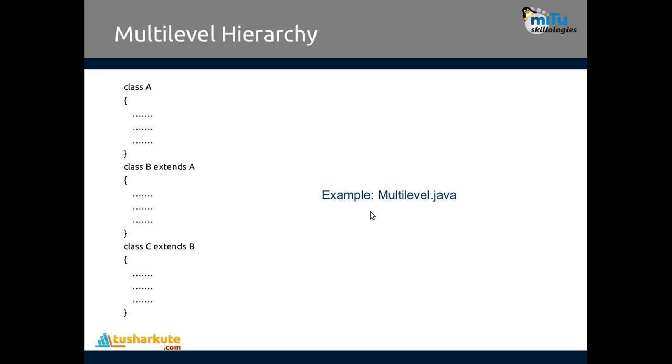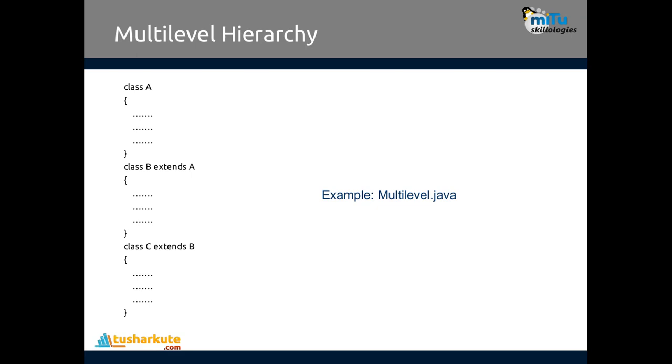Now let's see the multi-level hierarchy. A multi-level hierarchy can be created as shown on the screen here. Check it out. Class A is declared, then class B extends the properties of class A, and then class C extends the properties of B. This is what we call multi-level inheritance. In multi-level inheritance, all the properties of A are added in B and all properties of B are added in C. It means that C contains properties from A also and from B also. So a multi-level hierarchy can be created by this mechanism.